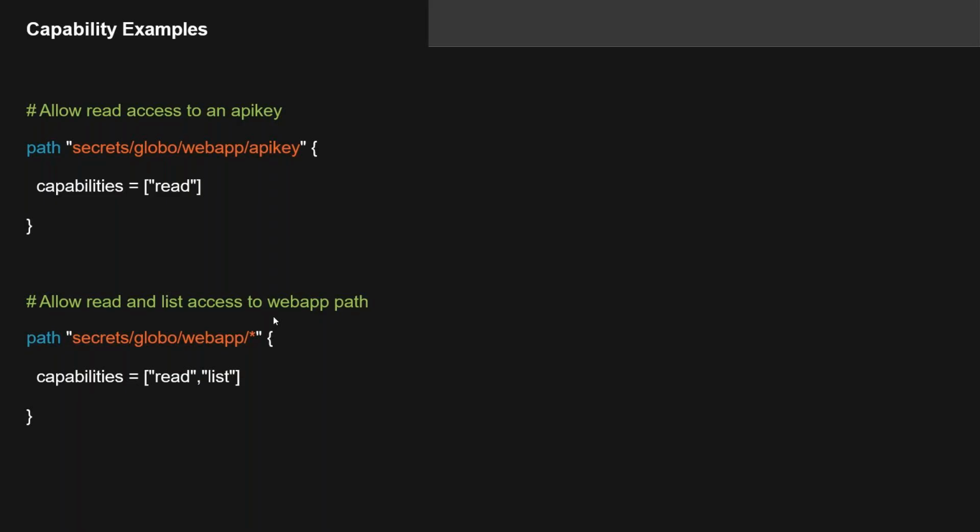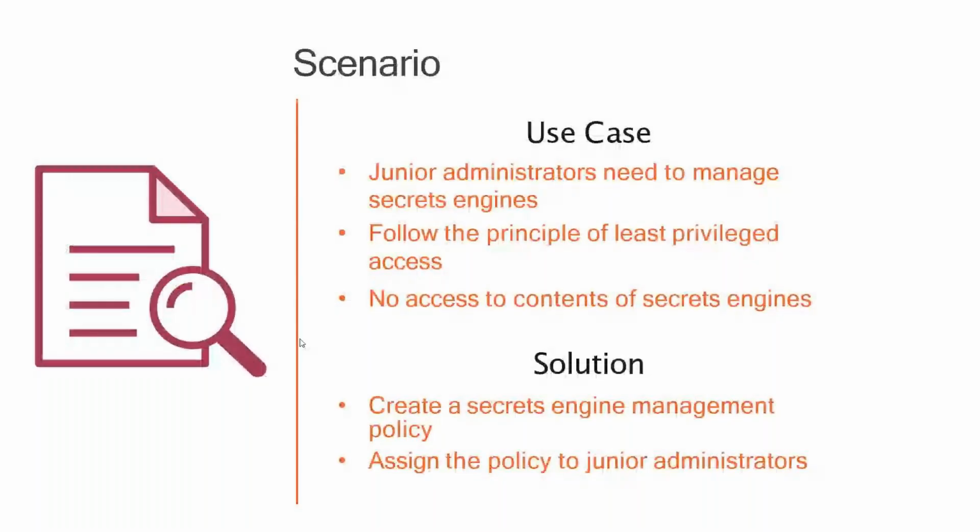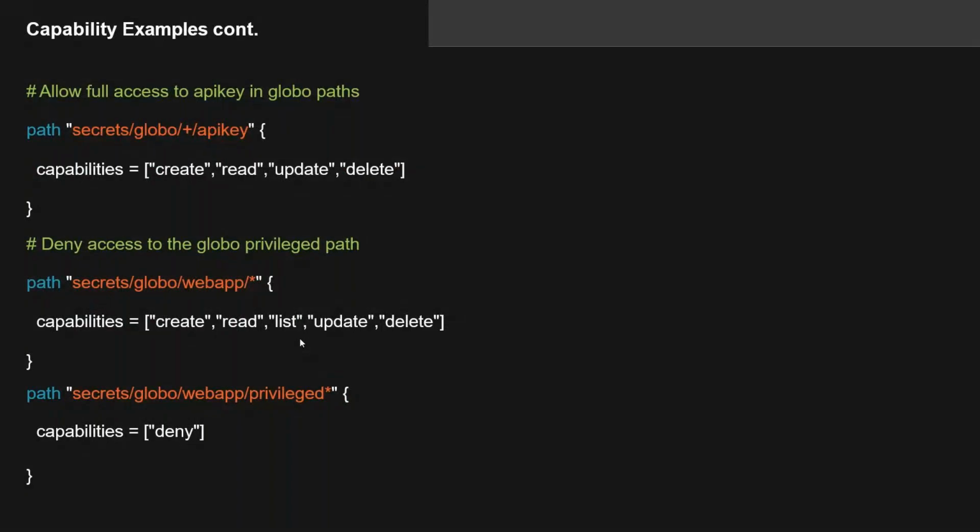Okay, so how do we put it together? Look at this here. You have a path and then curly braces. Inside that, the capability you want to give for this particular path, read, write, whatever it is. So this is the policy creation. These are examples: read, create, read, update, delete, create, read, list, update, delete, deny, all these things, and so on.